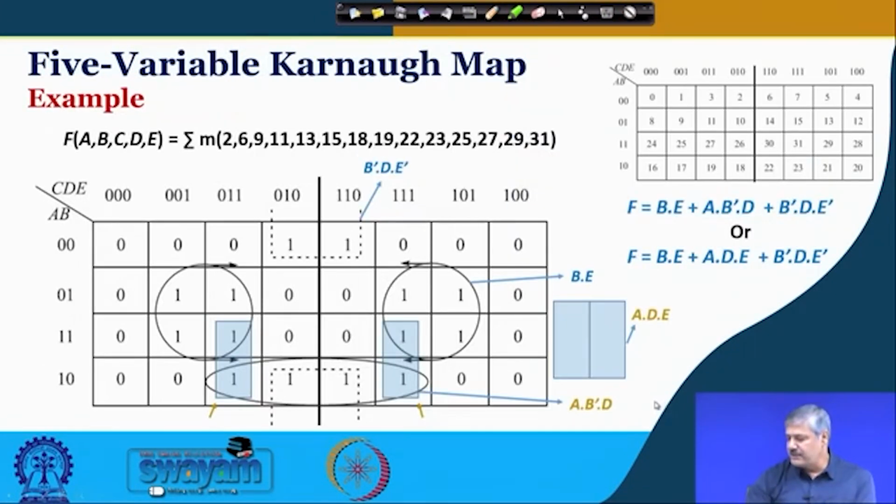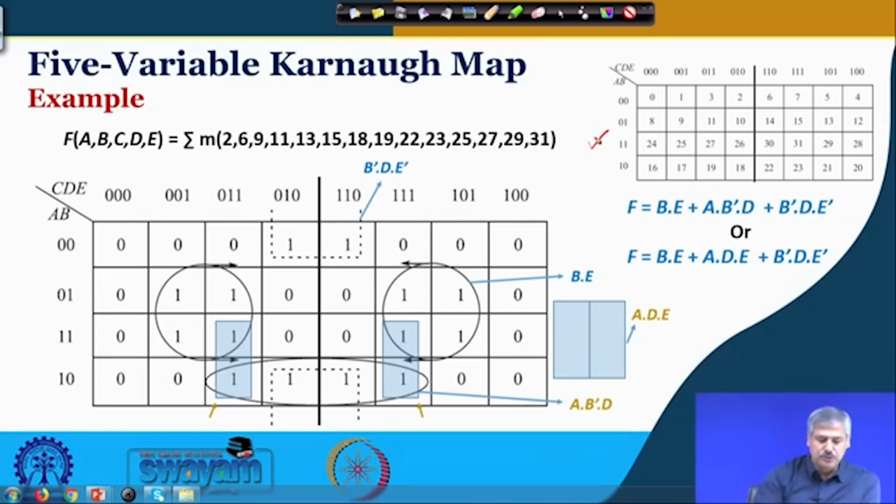So, we take up one example to help us understand how this 5 variable Karnaugh map can be used for simplification of a Boolean expression. In this example we are taking the min terms 2, 6, 9, 11, 13, 15, 18, 19, 22, 23, 25, 27, 29 and 31. Okay, so what is the first job? Since we already know from the previous discussion how these min terms are placed, wherever those min terms are, we place the ones.